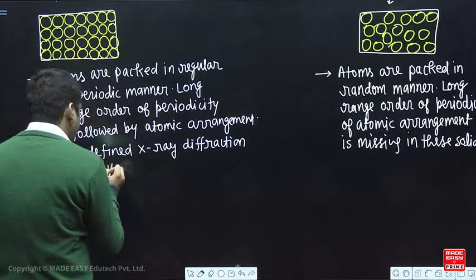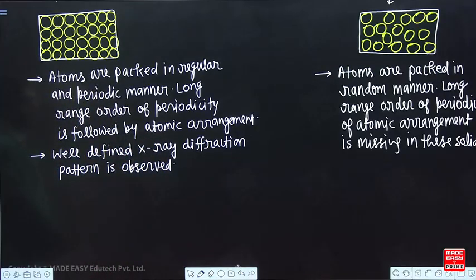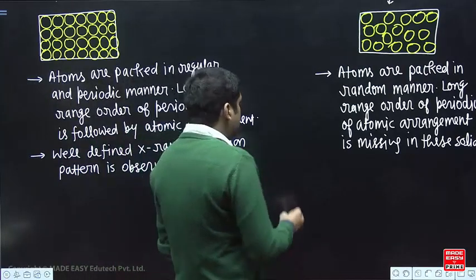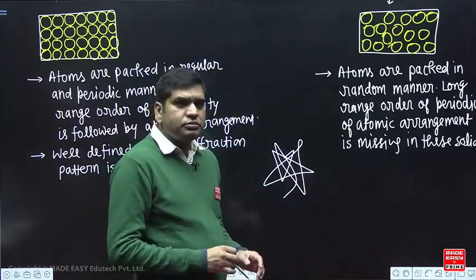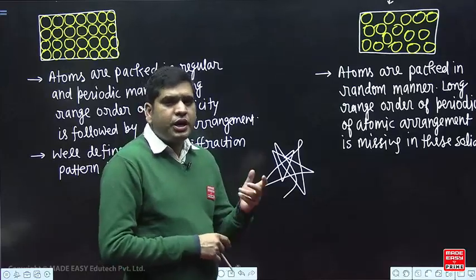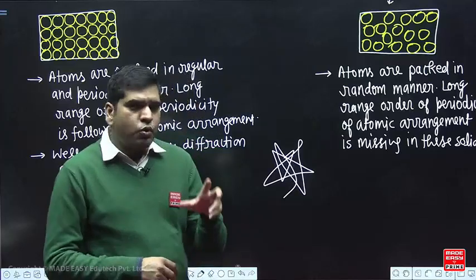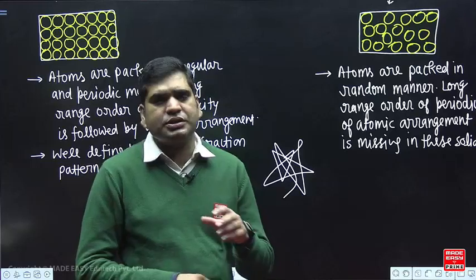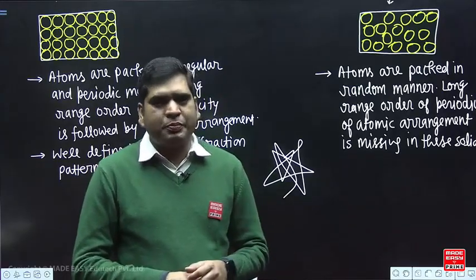A well defined X-ray diffraction pattern is observed. But here you see, my dear friend, if atoms are arranged in a random manner, you cannot get any well defined pattern. Because if the atomic arrangement is random, then X-ray diffraction would be random and you will get a random, haphazard pattern. So by watching that random pattern, you cannot get any information regarding the crystal properties. So we can say that we do not get a well defined diffraction pattern.